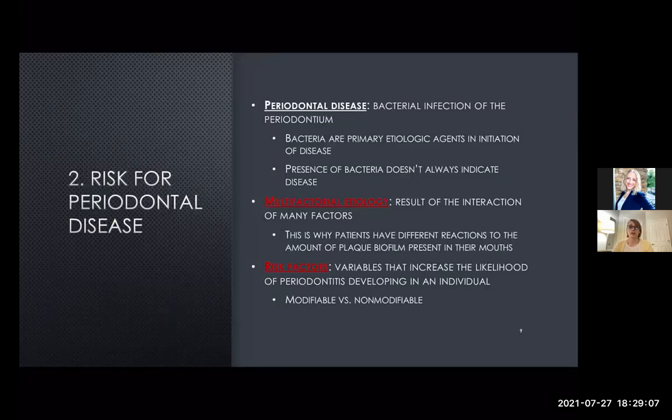So let's talk about periodontal disease. This is a multifactorial bacterial infection of the periodontium. Bacteria are the primary etiologic agents in the initiation of disease. Can other things lend to the progression of the disease? Absolutely. But we know that bacteria usually start that process. And the bacteria is harbored in the plaque biofilm, which we're going to talk about a lot in chapter 13.